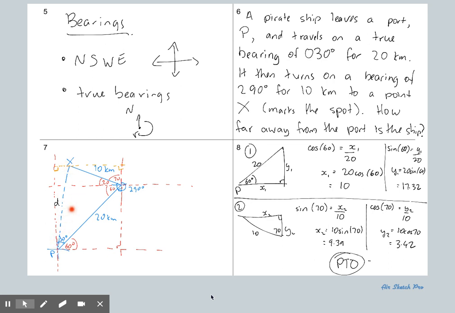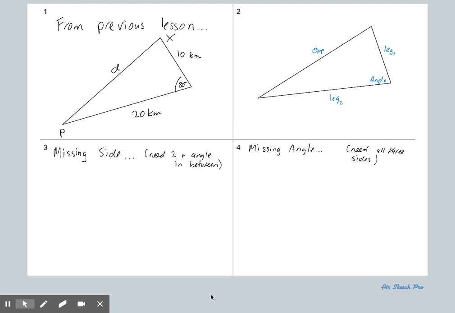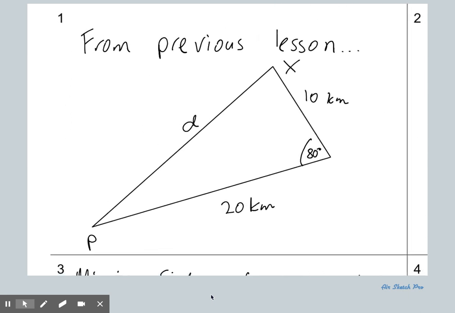So it's labelled D here. And we did it by arranging it into a series of right-angled triangles, with the final result being 20.7 kilometres away from the port. Okay, so we're going to revisit this, except we're going to utilise something which you are familiar with, I know, because I think it's general maths, or just maths methods, but either way, we're going to look at it again. So from the previous lesson, here is the triangle reproduced again, point P to point X.